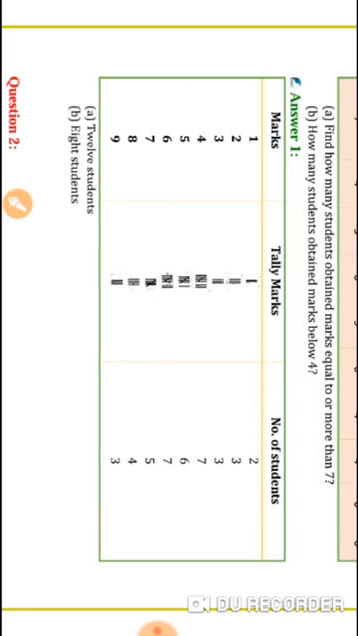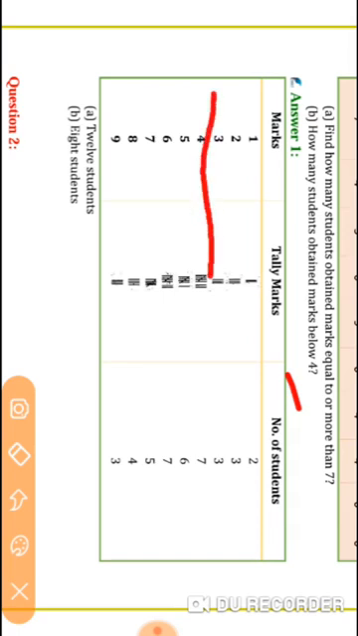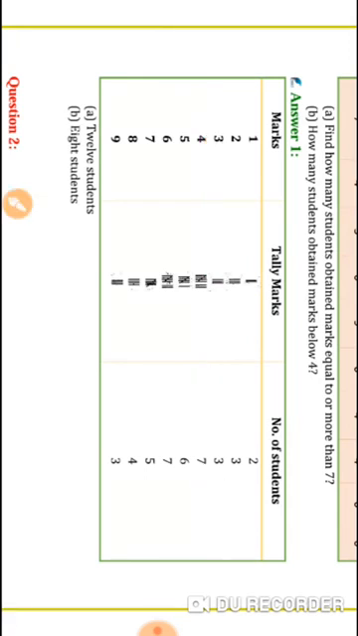How many students obtained marks below 4? Below 4 means not equal to 4, so only 3 to 1. So how many are there? 3 plus 2, it is 8 students. So this is how the tally marks are obtained. Then question number 2.